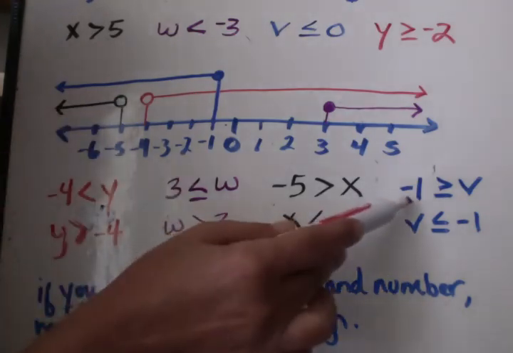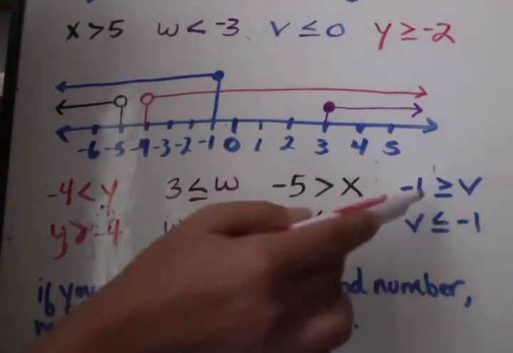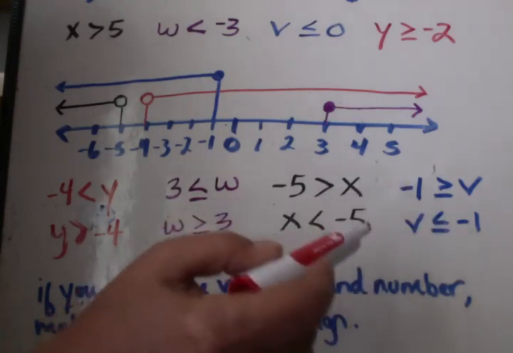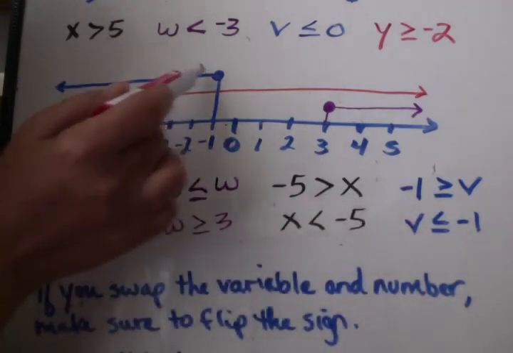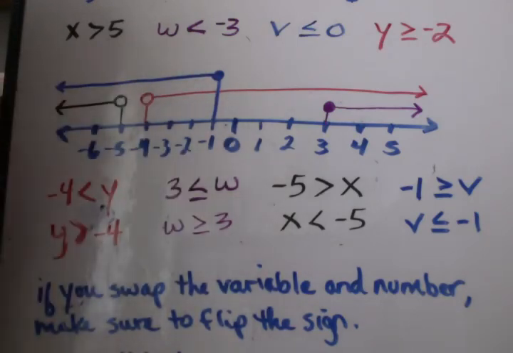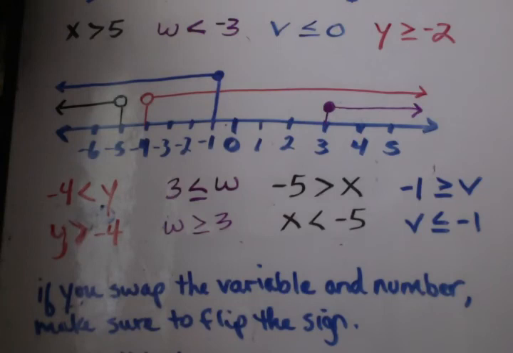And then finally, negative 1 is greater than or equal to v. If I want to swap those two around, I'd say v is less than or equal to negative 1. So if we go to negative 1, it's a closed circle, and anything to the left is less than. All right, so just to keep in mind, if you want to swap the variable and the number, you must also flip the sign. More to come.